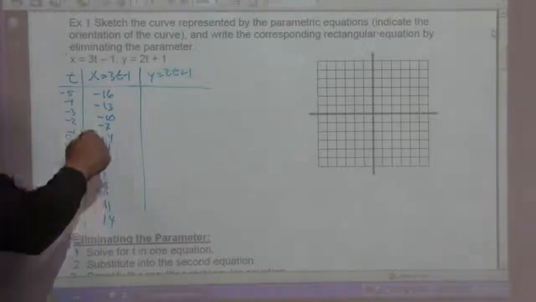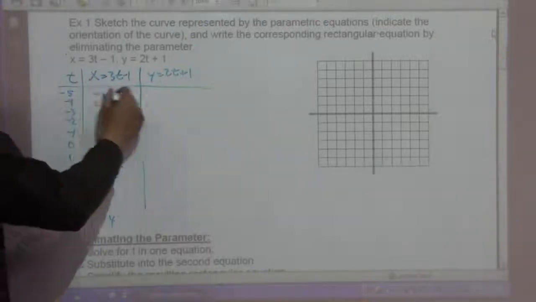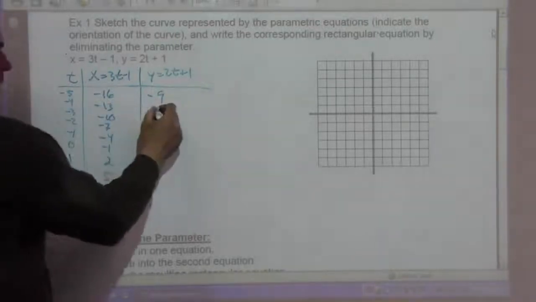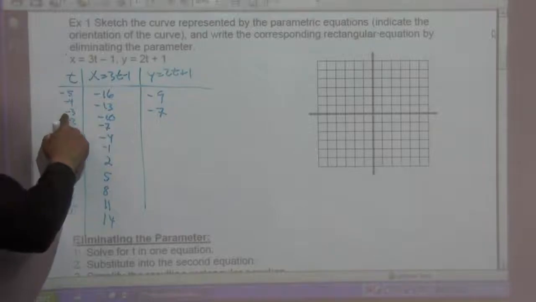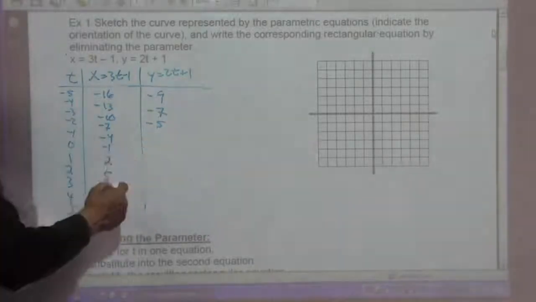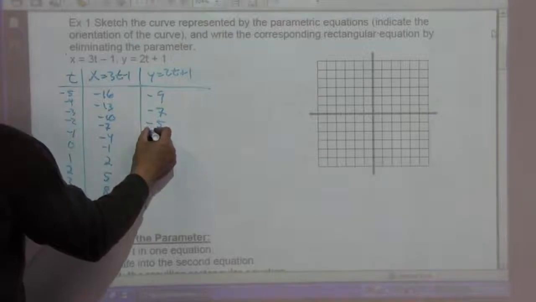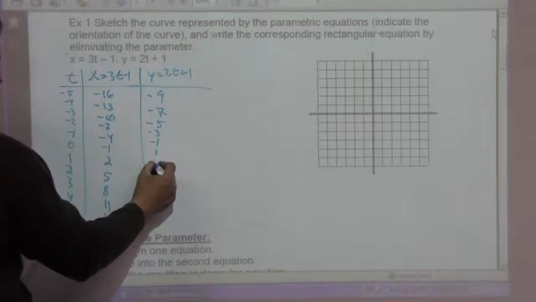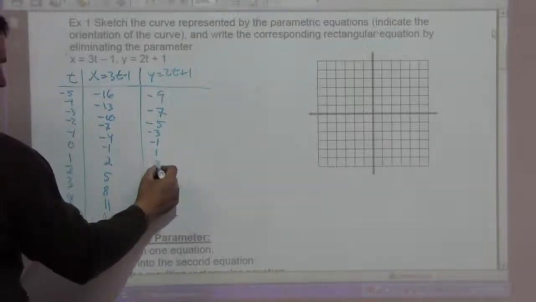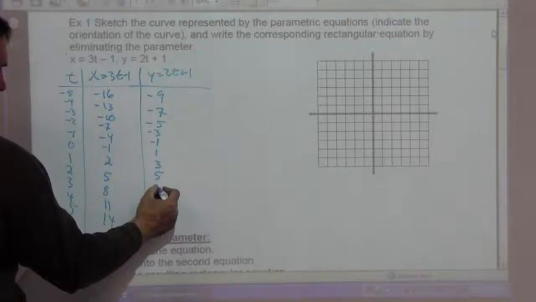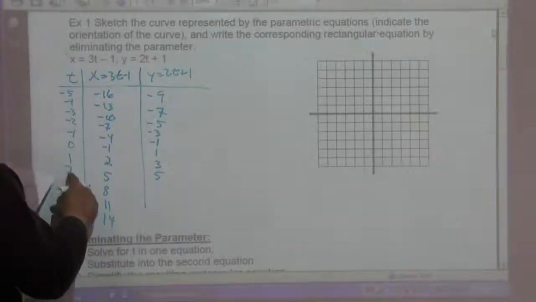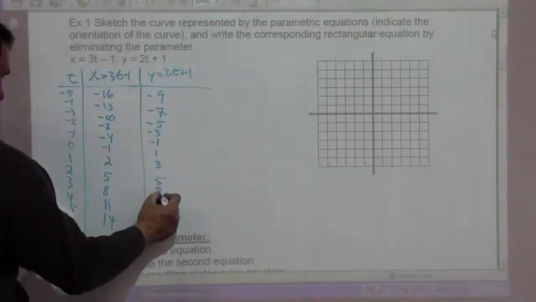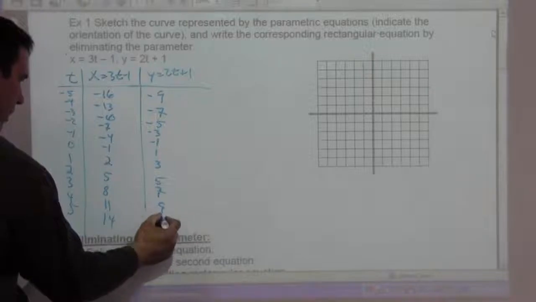Let's look at the y one. 2 times negative 5 is negative 10 plus 1 is negative 9. 2 times negative 4 is negative 8, plus 1 is negative 7. 2 times negative 3 is negative 6, plus 1 is negative 5. So these are going up by 2 every time. So negative 3, negative 1, 1, 3, 5. Make sure I'm lining it up correctly. 5 goes here. Then 7, 9, and 11.